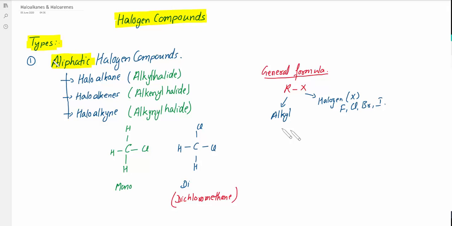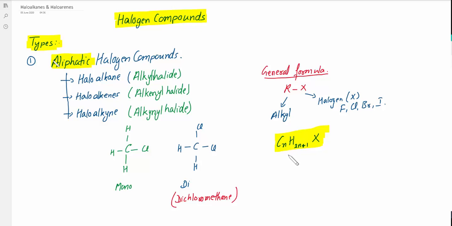And obviously the first part R will be an alkyl group, so that means this is CnH. The alkane is CnH2n plus 2, so here because there is one less hydrogen, it will be CnH2n plus 1, and after that there will be a halogen. So this is the general formula for alkyl halide, that is monoalkyl halide. As you can see, there is only one X. Right. So these are the haloalkanes.